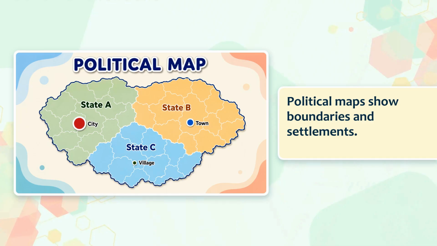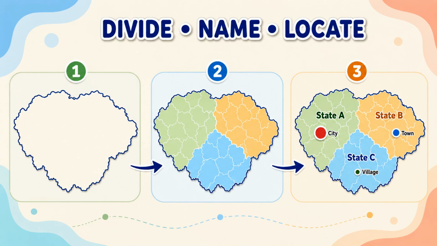Focus on places and boundaries. Political maps show boundaries and settlements. States, cities, and borders are its main clues. Boundary lines show where one administrative area ends and another begins, while names and settlement markers identify the places inside them. These clues answer questions about territories and settlements, not about the land's natural shape.